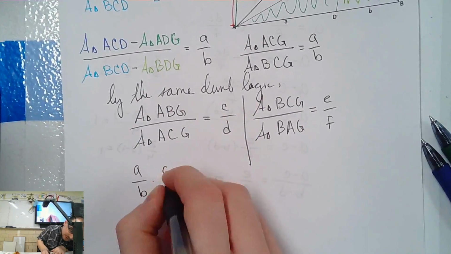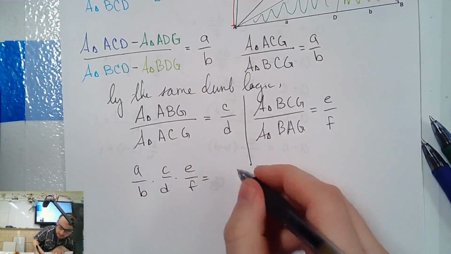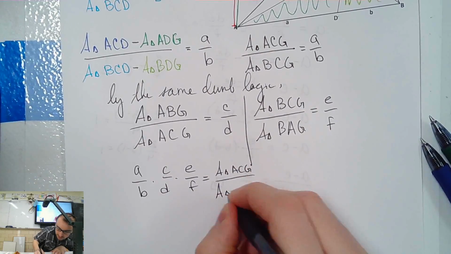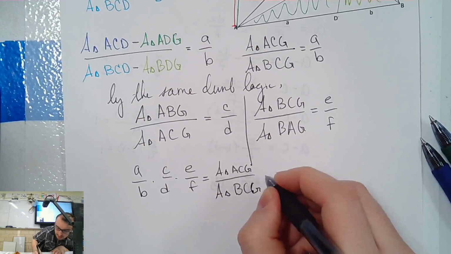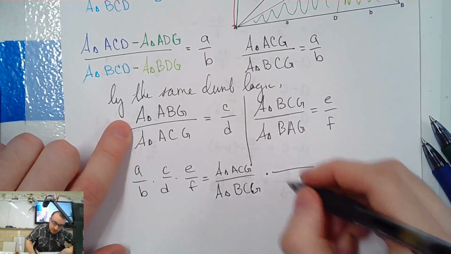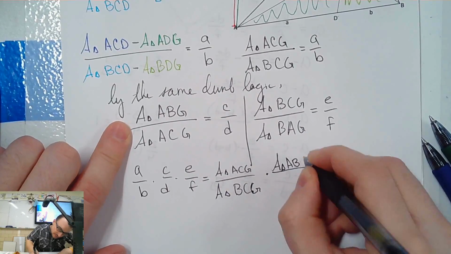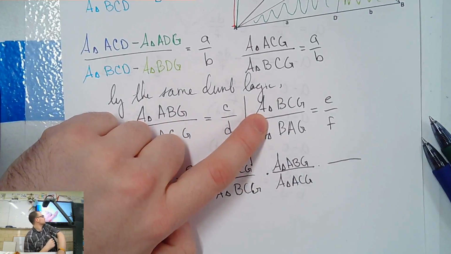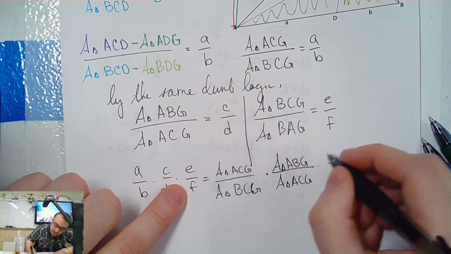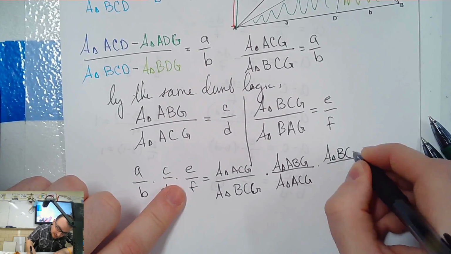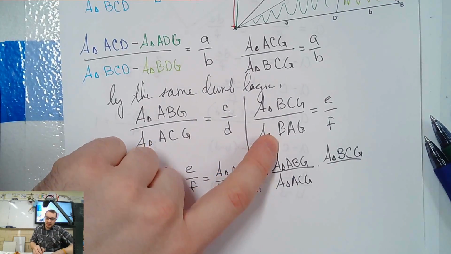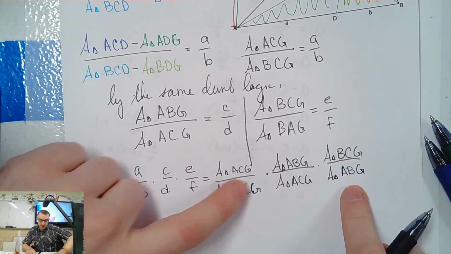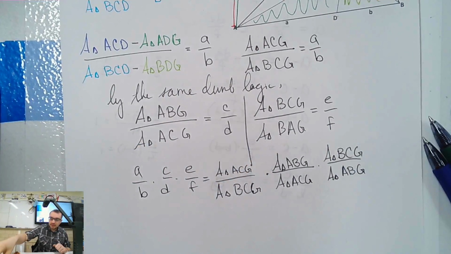A over B times C over D times E over F must equal, A over B we said was area of triangle ACG over area of triangle BCG. C over D we said was area of triangle ABG times area of triangle ACG. Now I'm going to write this one in alphabetical order because I didn't do that before. That's my bad. E over F we said was area of triangle BCG over, I'm going to write that in alphabetical order, area of triangle ABG. And I think it'll be easier to see that these things go away, right?